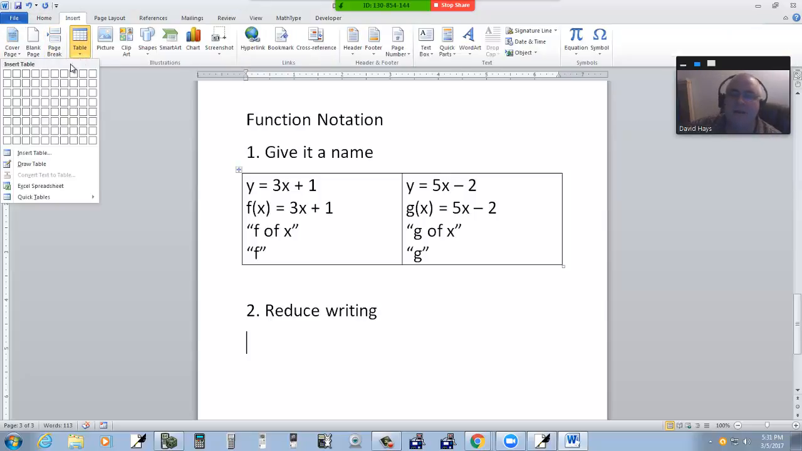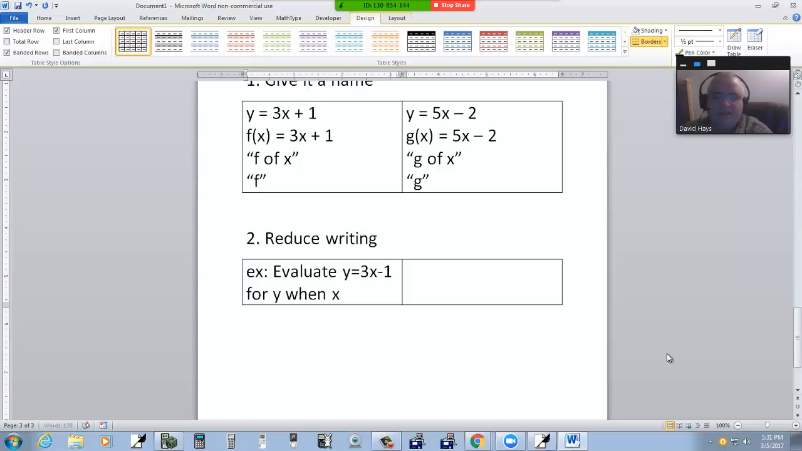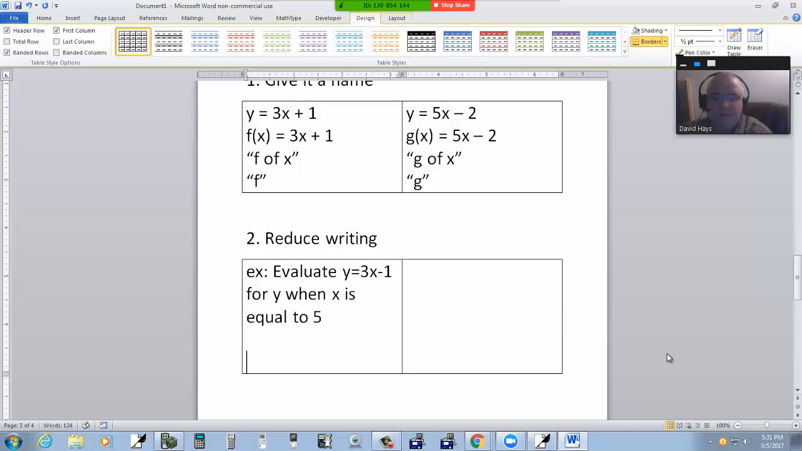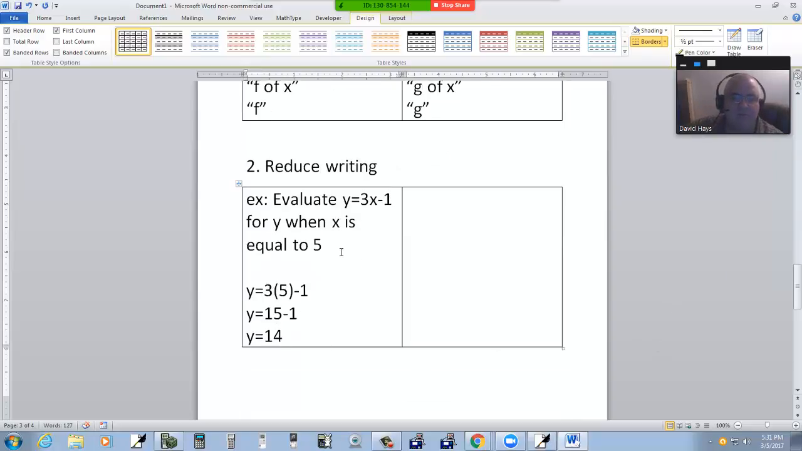What I mean by that is if we got an example where we say evaluate y is equal to 3x minus 1 for y when x is equal to 5. Well, we'd have y is equal to 3 and we'll put 5 in for the x. So that gives us 15 minus 1 or 14. So that's probably a problem you've seen in the past. We're just plugging 5 in for the x.